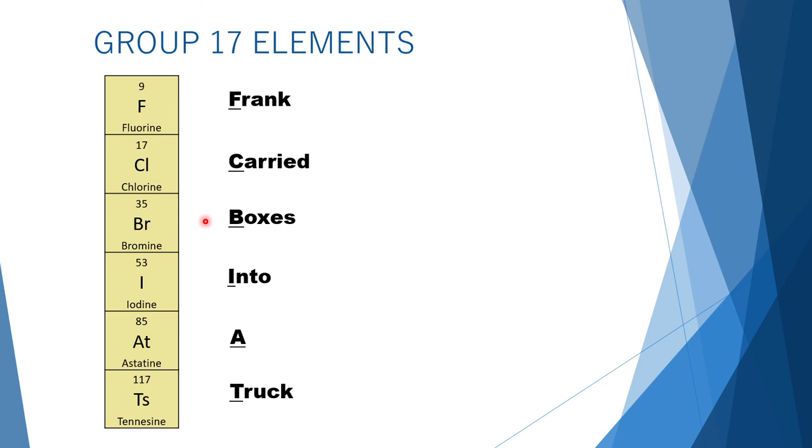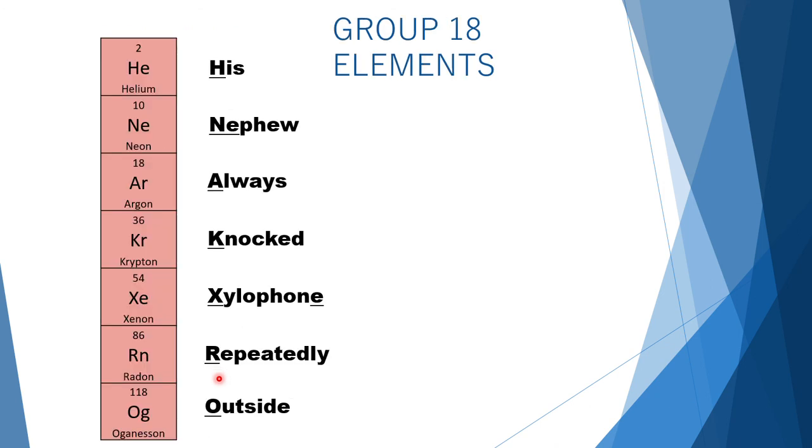As for group 17, the sentence to be memorized is, Frank carried boxes into a truck. Finally, group 18 sentence to help you memorize the elements will be, his nephew always knocked xylophone repeatedly outside.